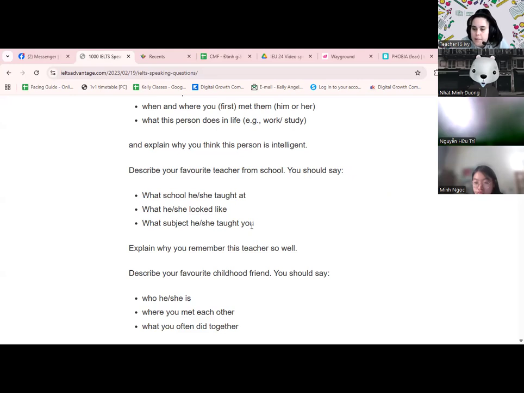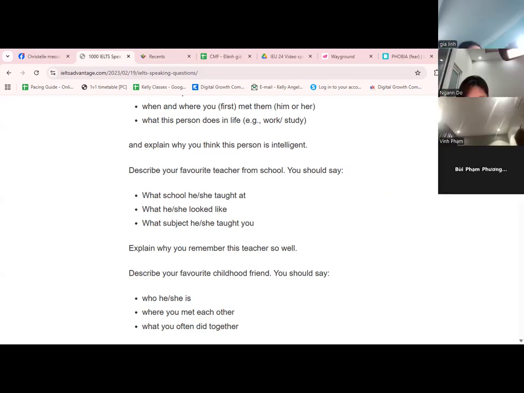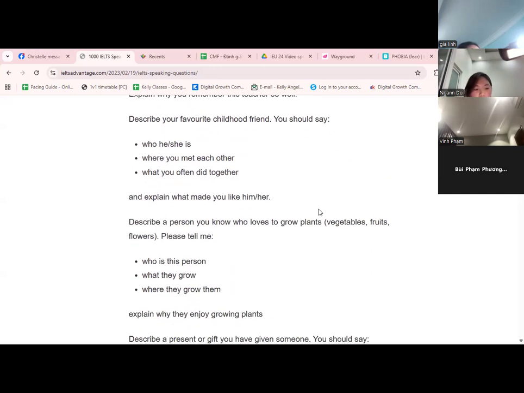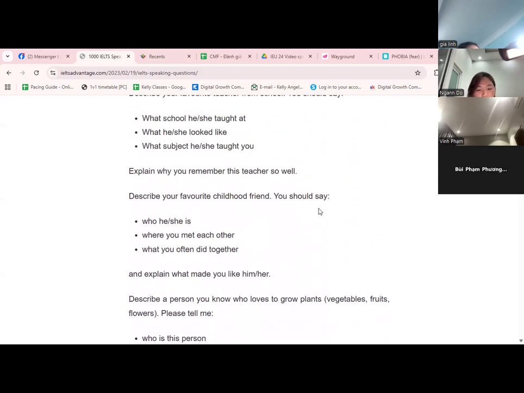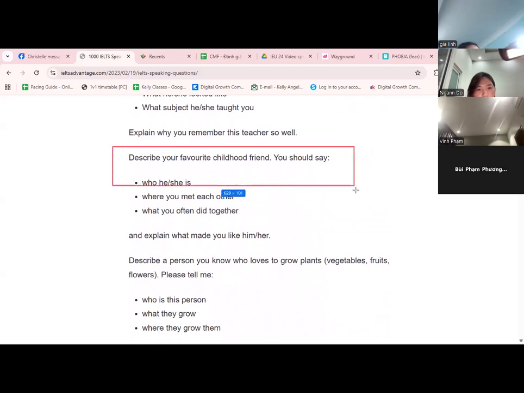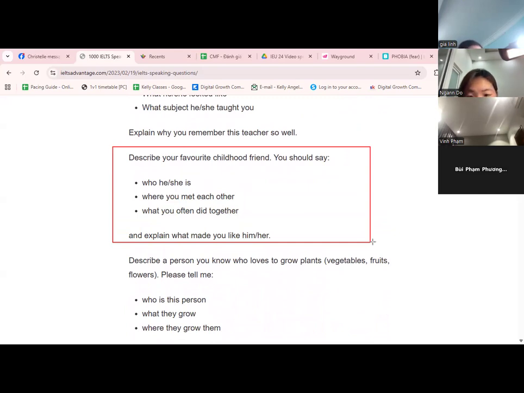Okay, let's see. Now it's your turn. Okay, I want you to describe your favorite childhood friend. You should say who he or she is, where you met each other, what you often did together, and explain what made you like him or her. Okay, so now you have 1 minute to prepare. Write your notes in your notebook. You may start preparing.